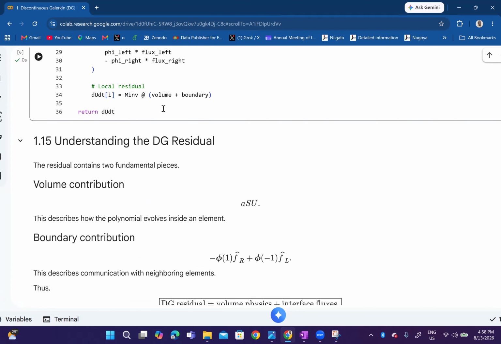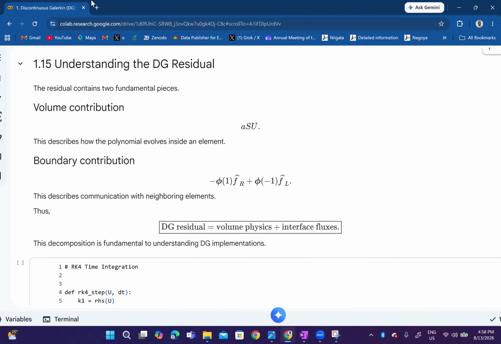Now, understanding the DG residuals, the discontinuous Galerkin residual. The residual contains two fundamental pieces. You have the volume contribution, which is ASU. This describes how the polynomial evolves inside an element. Then you have the boundary contribution, minus phi 1 FR cap plus phi minus 1 FL cap. This describes communication with neighboring elements. Thus, the discontinuous Galerkin residual is equal to volume physics plus interface fluxes. This decomposition is fundamental to understanding the discontinuous Galerkin implementations.